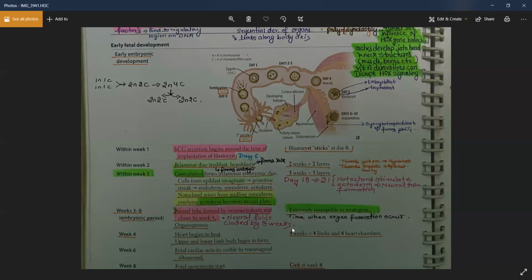Neural tube defects, yes. So please note, up to week 8, you need vitamin. What vitamin do you need? Folate. Folic acid. Yes. You need the folic acid up to week 8, especially because up to that time, you will have a closure of the neural folds.